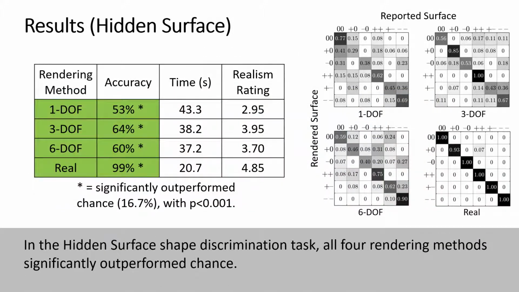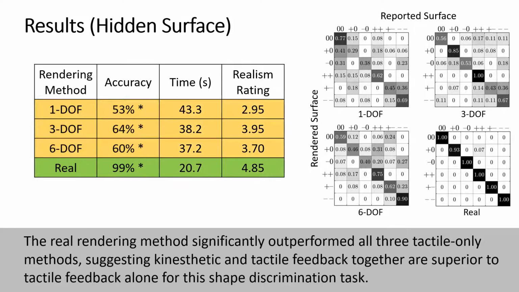In the hidden surface shape discrimination task, all 4 rendering methods significantly outperformed chance. The real rendering method significantly outperformed all 3 tactile-only methods, suggesting kinesthetic and tactile feedback together are superior to tactile feedback alone for this shape discrimination task.